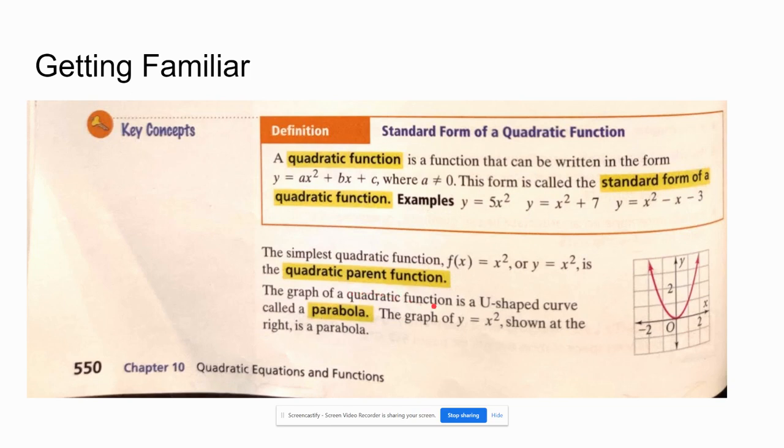The graph of a quadratic function is going to be a U-shaped curve. That U-shaped curve can be very narrow and steep, or it can be very wide and flat, but that U-shaped curve is going to be called a parabola.